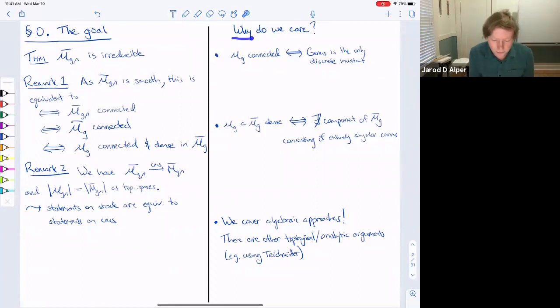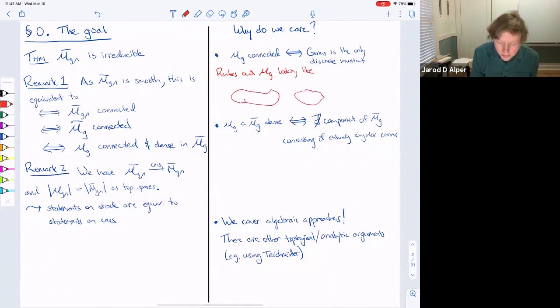Right, and over here, I wanted to emphasize, why do we care? To me, this is one of the most important results in the moduli theory of curves, because it tells us that because M_g is connected, the genus is the only discrete invariant. This is obvious, but it rules out M_g having multiple components consisting of smooth curves. I think in the very beginning, the genus was our first invariant, and in the case of curves, you get lucky that it's the only invariant.